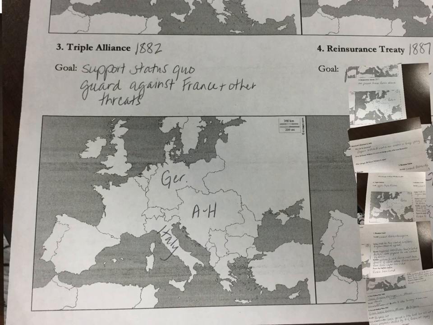And so this is an alliance between Germany, Austria-Hungary, and Italy. And I'm sure that you're familiar with the Triple Alliance from previous studies of World War I. This is the same agreement that we reference when we talk about that war.